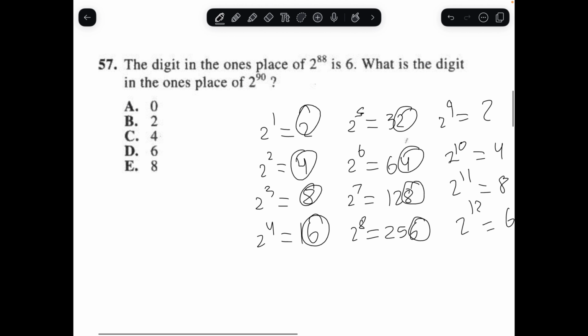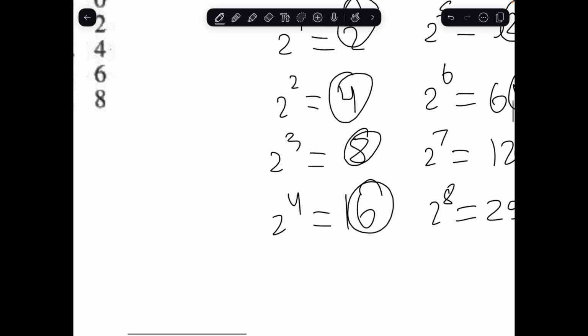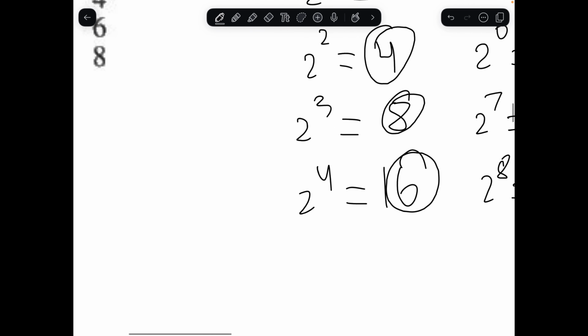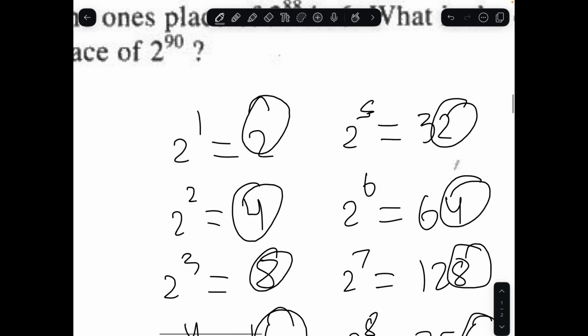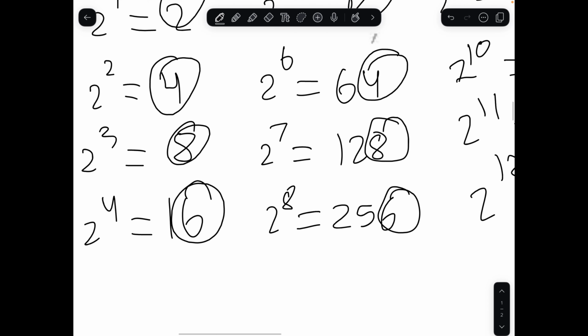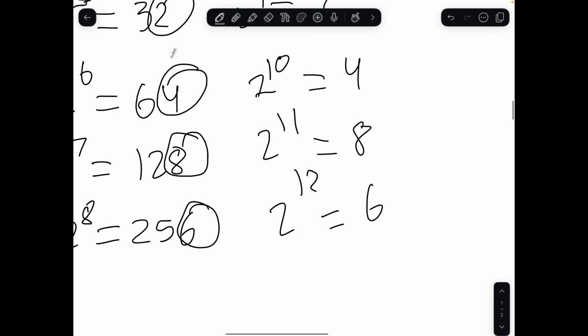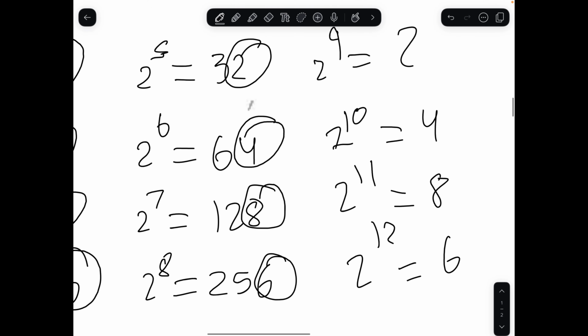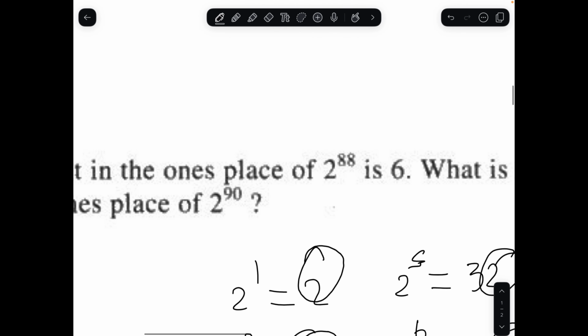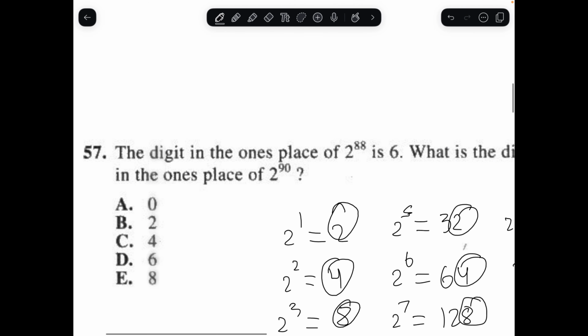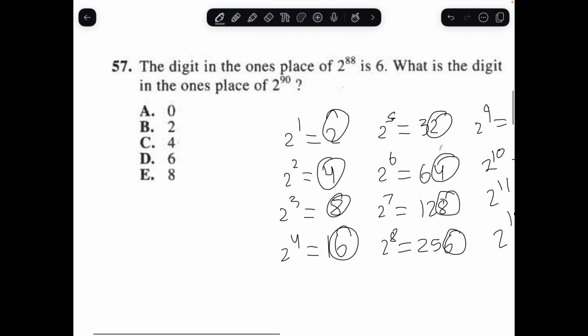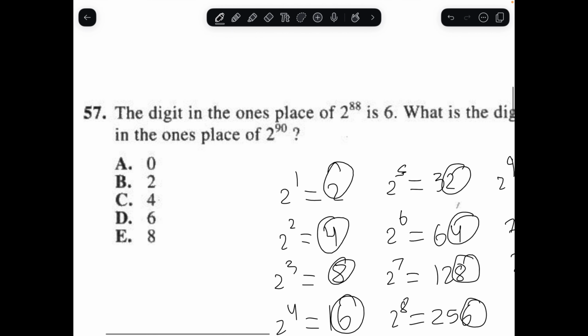But instead, the thing to notice is that for every multiple of 4, so 2 raised to the power of 4, the ones digit is 6. 8, which is a multiple of 4, the ones digit is 6. And then same with 12, the ones digit is 6, right? And they've given us that 2 raised to the power of 88 is 6, and 88 is a multiple of 4, right? And we know it follows the pattern 2, 4, 8, 6, 2, 4, 8, 6, this means that 2 raised to the power of 89 is going to be 2 again, right?